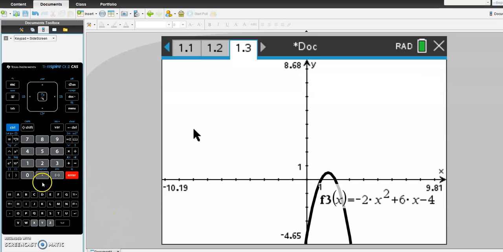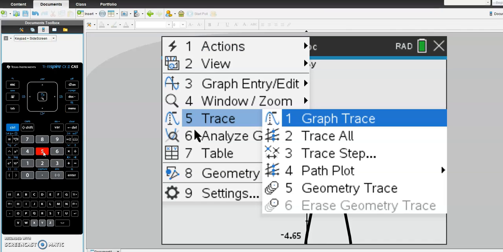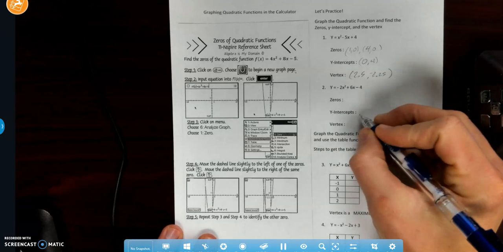All right, now this time I'm going to show you the trace function, which is menu, trace, and we're going to graph trace. So 1. All right, now I want to find my y-intercept. Well, it's already given it to me, 0, negative 4. Okay, we can trace along, we can move our cursor over here, we can trace along the graph. It tells me that my y-intercept is at 0, negative 4. So let's fill that in.